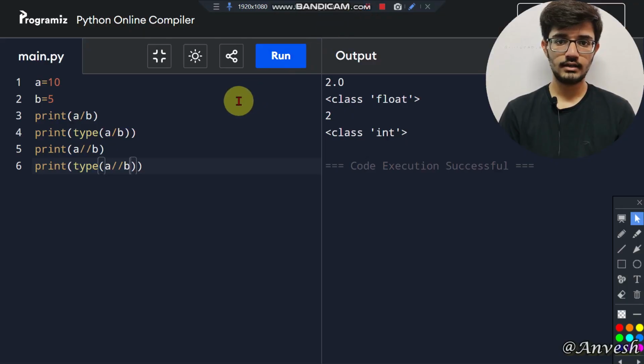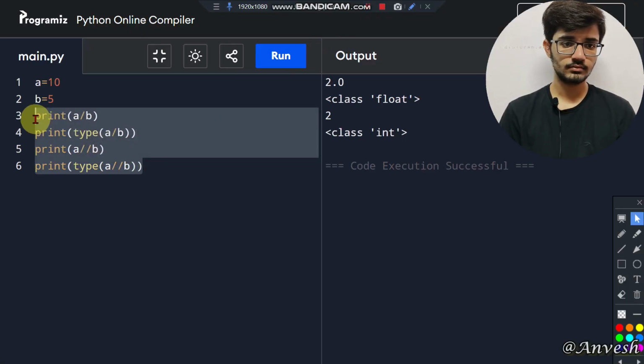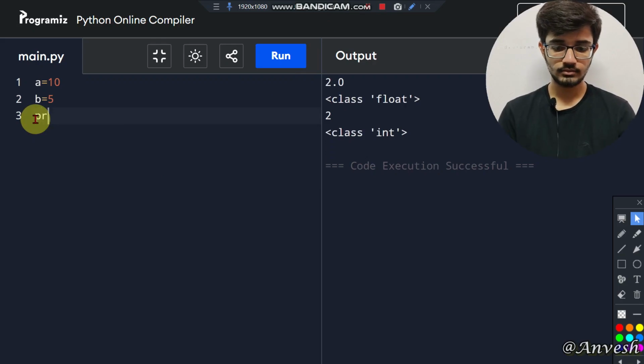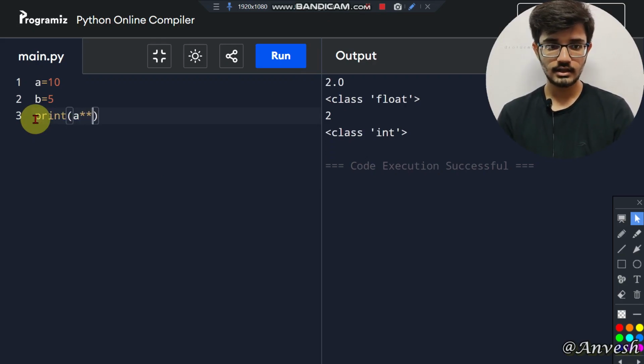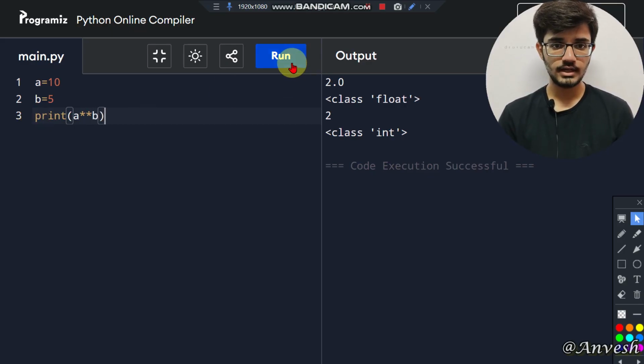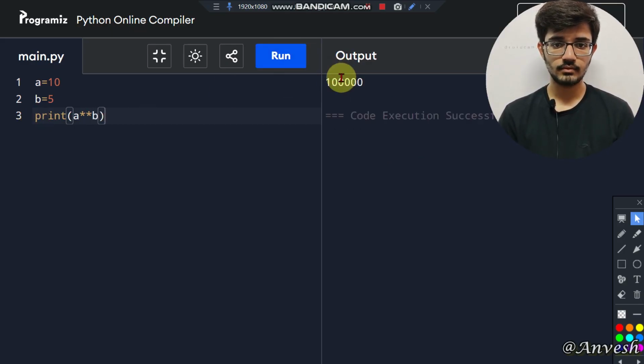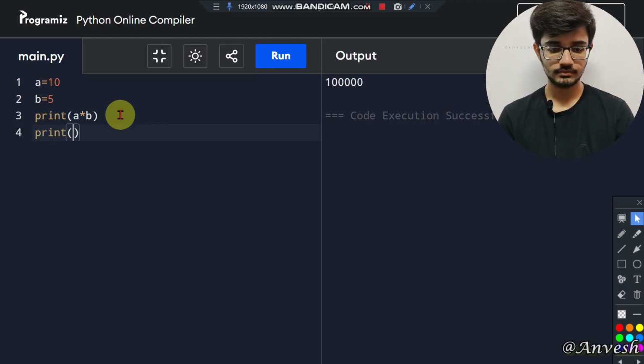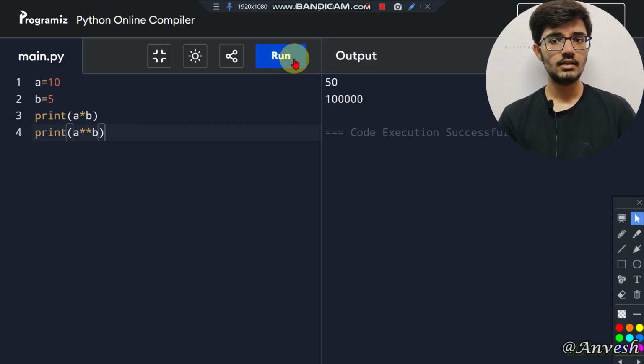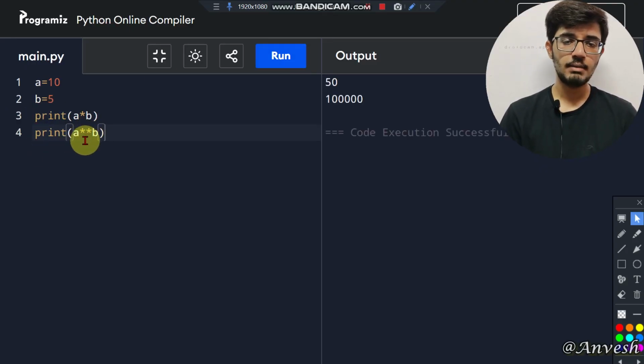So now let's see that. How to use the exponent operator? Just by using print and a double asterisk b, we get 10 power 5. So we got it. Now let us see the difference between single star and double star. When we use the single star, we get the multiplication operator, and when we use a double asterisk character, we get the power. That is the major difference.